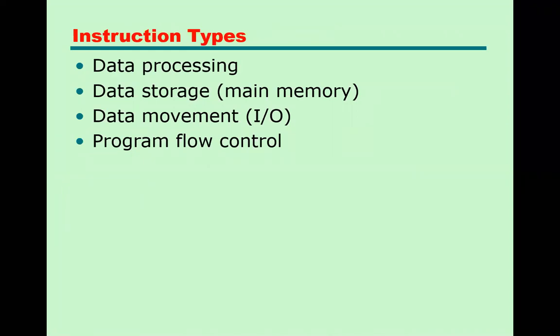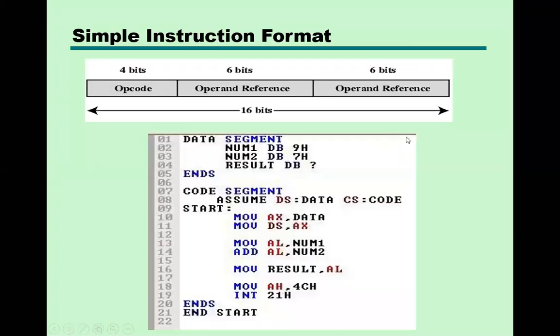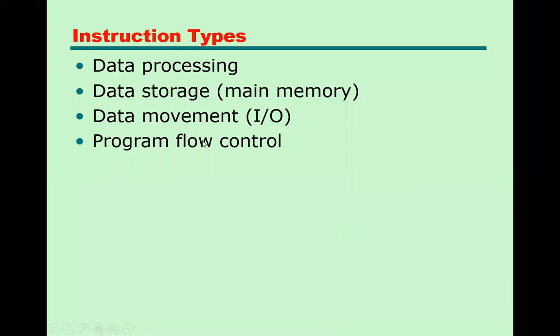No one will ask you in this subject to explain this program. But it helps to understand how we can perform addition, how we move data into a register, and how we write an instruction, in the same format you could see here: opcode, operand reference. Here add is the opcode, AL is an operand reference, num2 is an operand reference. Simple. And in instructions, processing is required, storage is required, movement is required, and program flow control like jump and do while is there. So these are the instruction types.